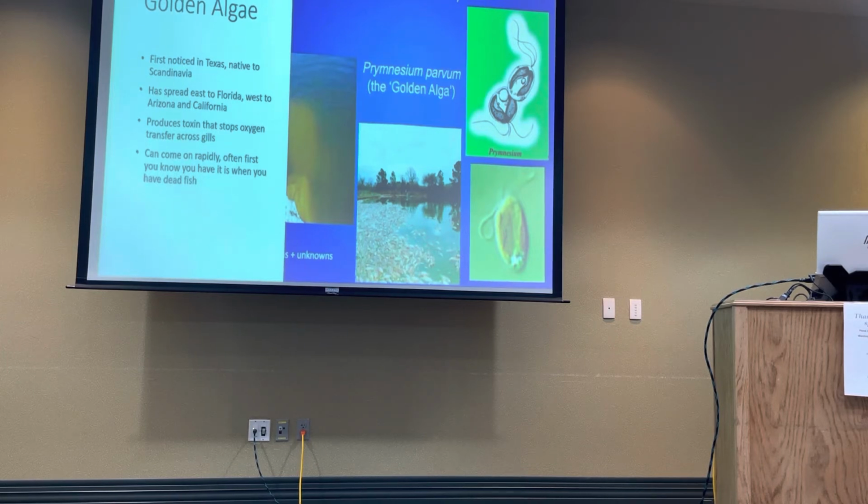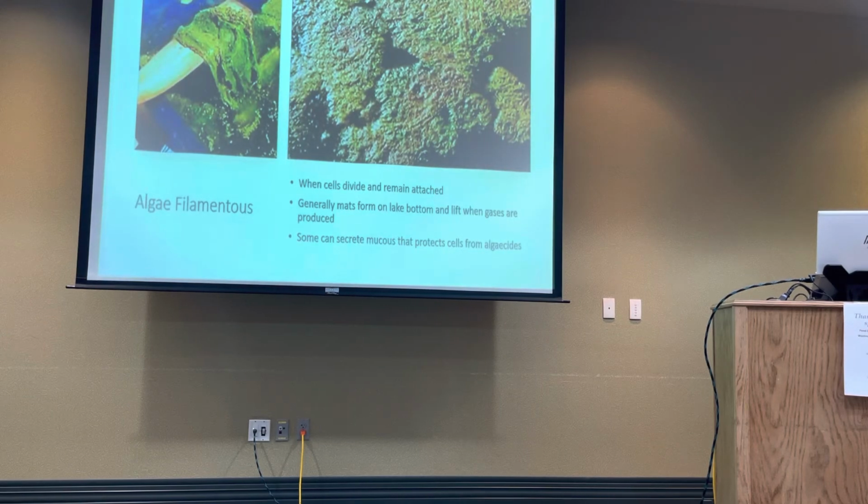So, yeah. Next is filamentous algae. This is when you really see the mats on top of the body of water. This is when cells divide but remain attached. Generally the mats form on the lake bottom and then they lift when gases are produced. Some can secrete mucus that protects cells from algicides, so sometimes they're a little tough to treat. You have to use a little bit hardier algicide when you're trying to treat this. Typically, chelated copper is best. Unfortunately, you can't use that in permitted waters, but on ponds we can use copper, no problem.